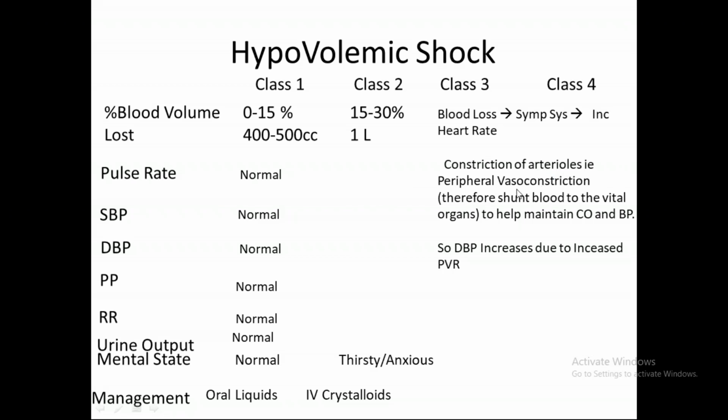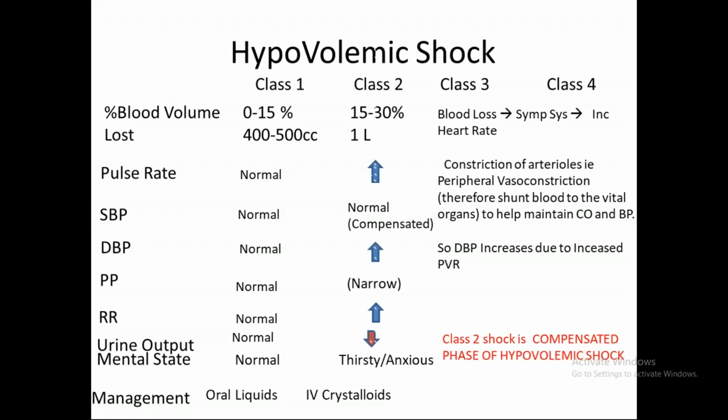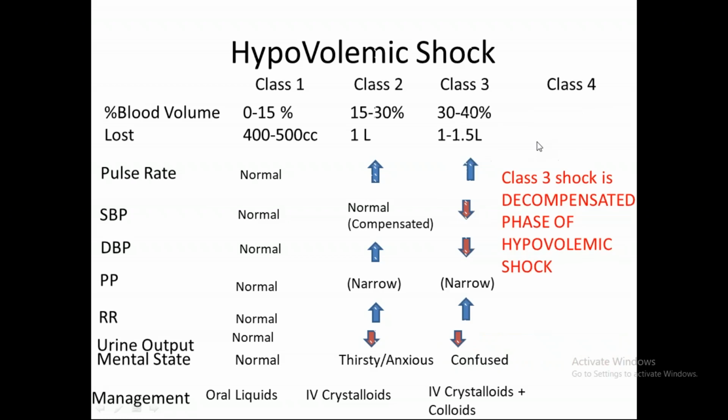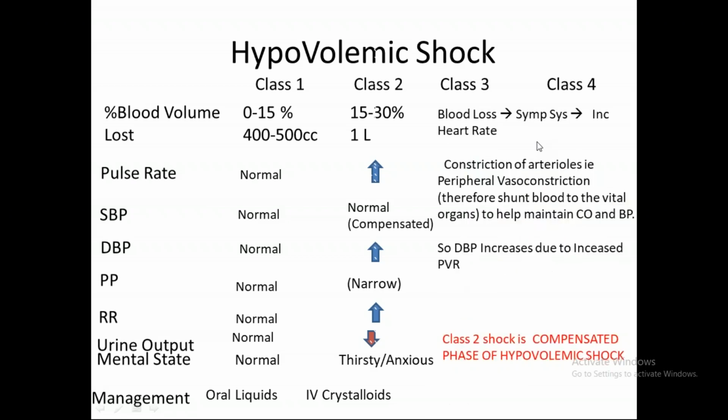And okay, this is very important. Class 2 hypovolemic shock has a normal systolic blood pressure. Why? Because of compensation. The sympathetic system is constricting the arterioles, causing peripheral vasoconstriction, right? This will shunt the blood into the vital organs, and this helps maintain the cardiac output and the blood pressure. So the body, till class 2, is compensating and is able to maintain the systolic blood pressure, right?